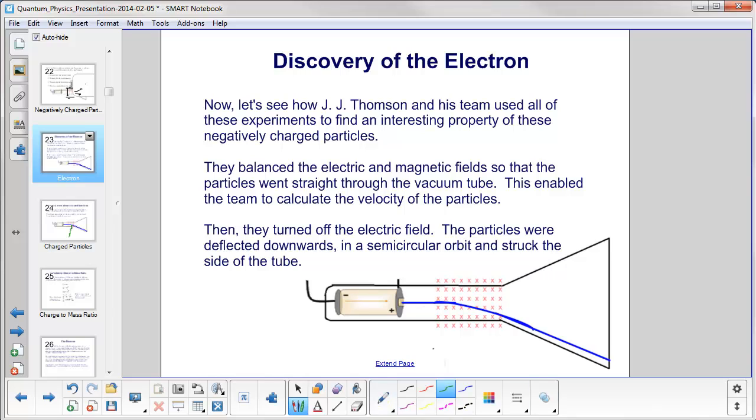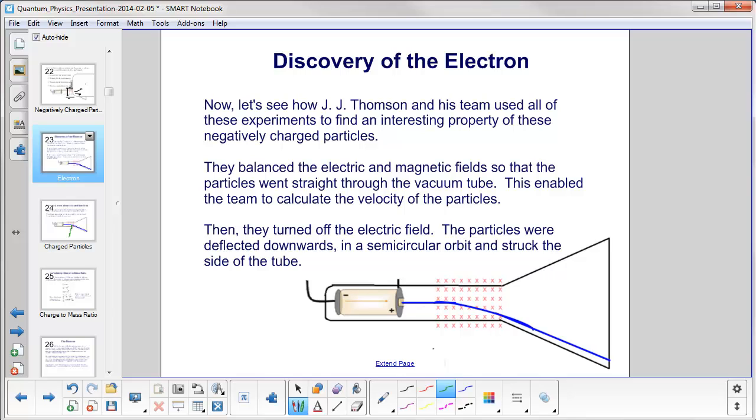Now let's see how J.J. Thomson and his team used all of these experiments. Again, we have a magnetic field and an electric field operating on these charged particles. And they found a very interesting property. First of all, they balanced the electric and magnetic fields. So you've got the electric field here, the magnetic field here, and you have the charged particles going straight through the tube. This enabled them to calculate the velocity of the particles as we showed on previous slides.